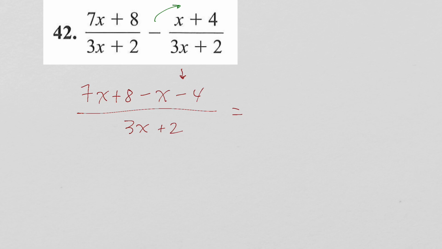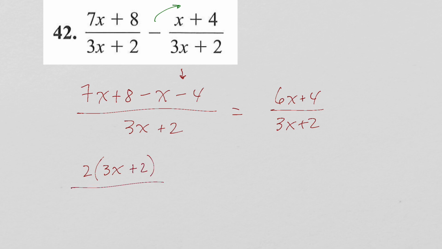Now I'm going to combine like terms. 7x minus 1x is 6x minus 4 over 3x plus 2. This is factorable. These are even so that we can take out a 2. Take out the 2 and we're left with 3x. Oh, wait a minute. This was a plus 4. So a positive 8 and a negative 4 give me a plus 4. So this is 3x plus 2 over 3x plus 2. And then we have a common factor. And so our final answer is just 2.